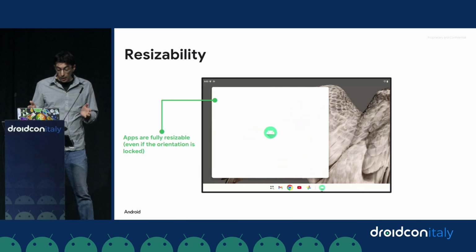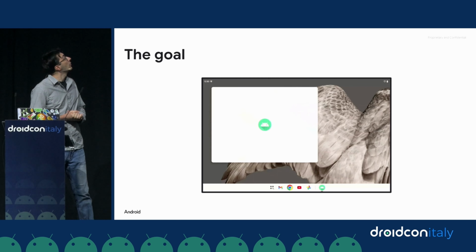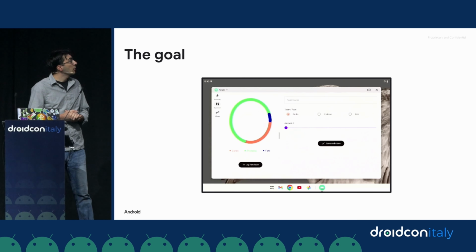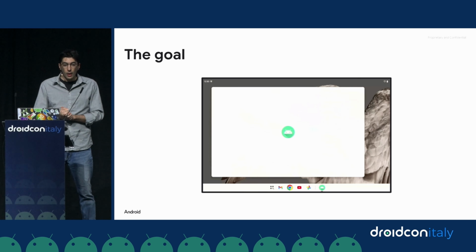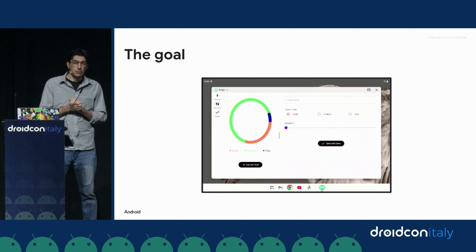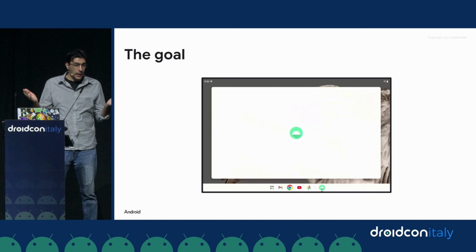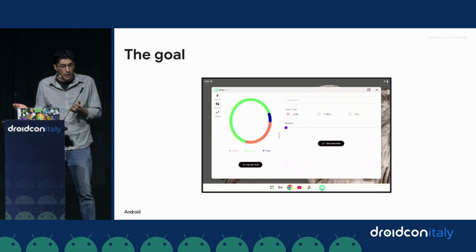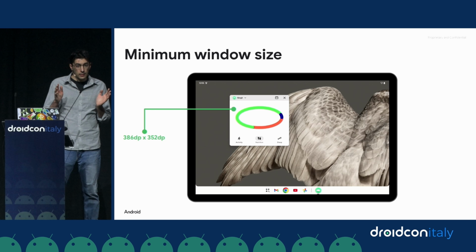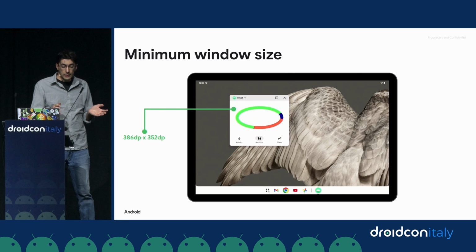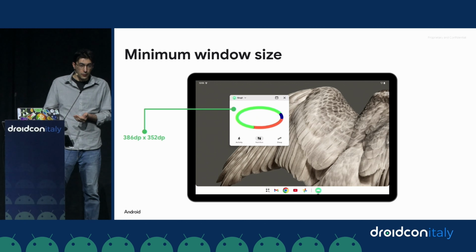At the end of this talk, hopefully, you will learn how to go from that to this one, which is using the space in a little bit better way. One thing I want you to notice, the tablet has a bigger display than a phone, but actually your app can live in a way smaller window. The minimum window size in desktop windowing is 386 by 352 dp. So it's smaller than most phones.